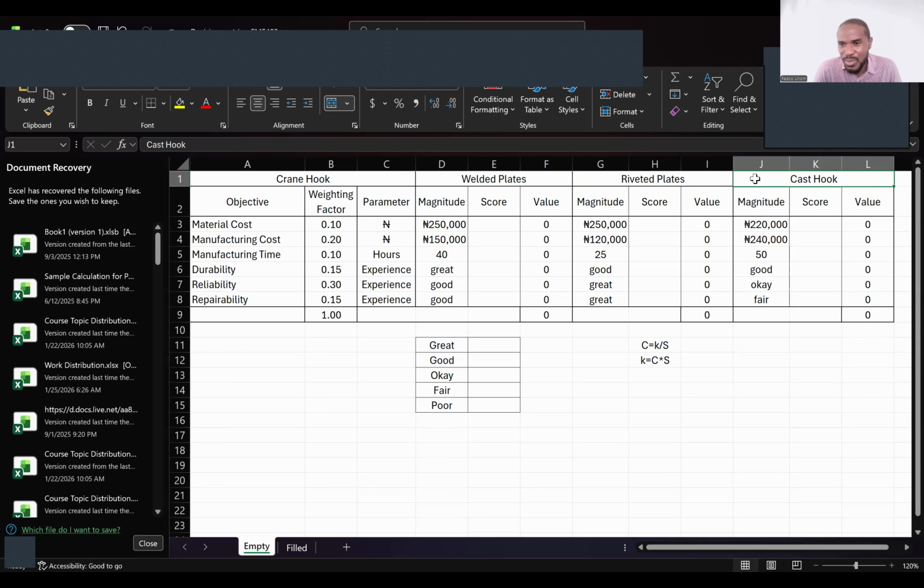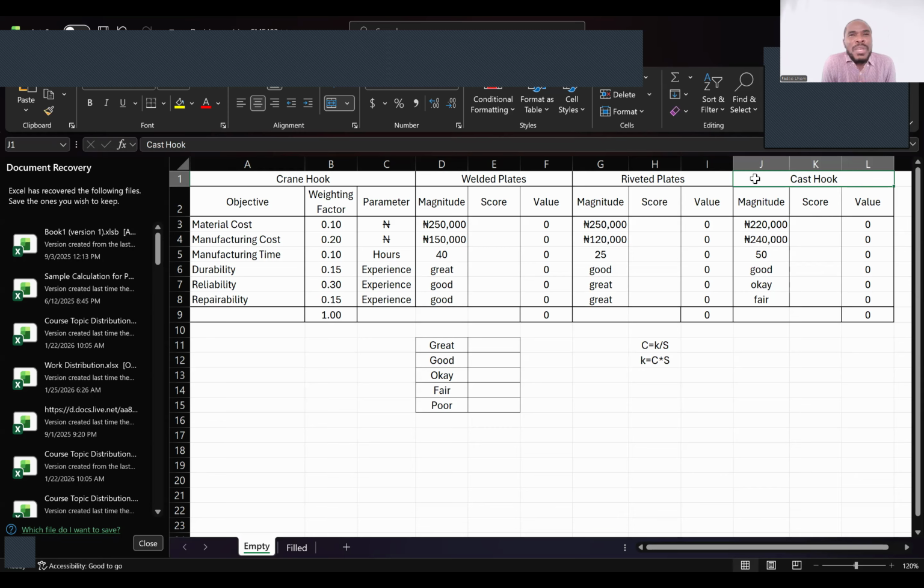What are their objectives? What are their design criteria? Material cost, manufacturing cost is important to them, manufacturing time, the durability of this material, the reliability, and the repairability. What's the difference between durability and reliability? Durability talks about how long this thing will last.